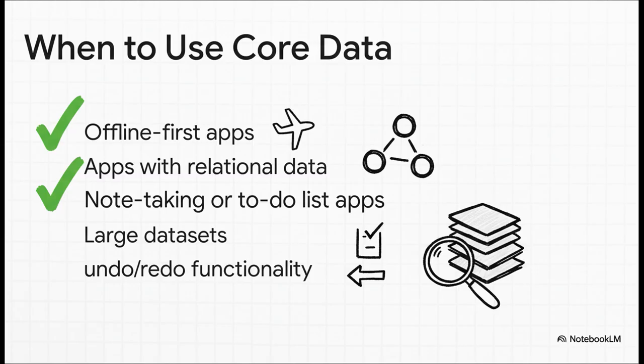So what does that mean in the real world? Well, you should definitely be reaching for Core Data when you're building an app that needs to work perfectly offline, or if your app has connected data, like a diary where entries are linked to photos. Basically, anytime you have a structured set of data that needs to be managed locally on the device, Core Data is an absolutely fantastic choice.